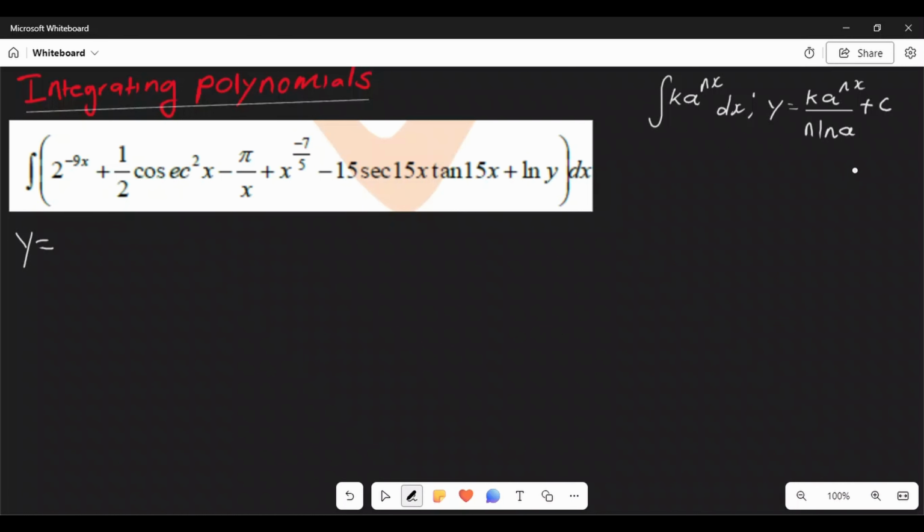So this is the formula that you're going to use to integrate the first term, since our x is the exponent. Just in case you don't understand or you want to know more about this formula, you can go to the description. I've left a video there explaining further on that formula. So let's just substitute now. Our k is 1 here, so even if you don't write it, we are fine. We're just going to write 2 to the power of negative 9x, divide by, remember, our n here, which is negative 9, and then we have natural log, then our base here, which is going to be 2. So the first term, we are done integrating it.